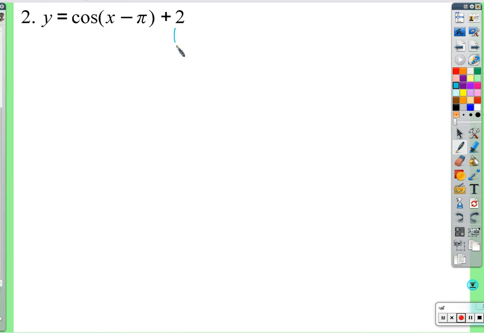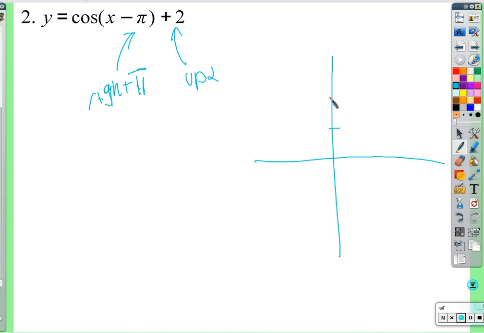Cosine of x minus pi plus 2. What does this plus 2 do? Move it up 2. What about this minus pi? Move to the right pi. So it moves up 2, that's our new midline. And it moves to the right pi.